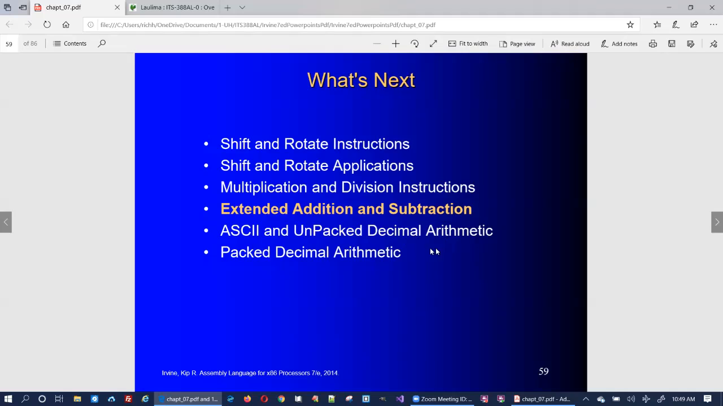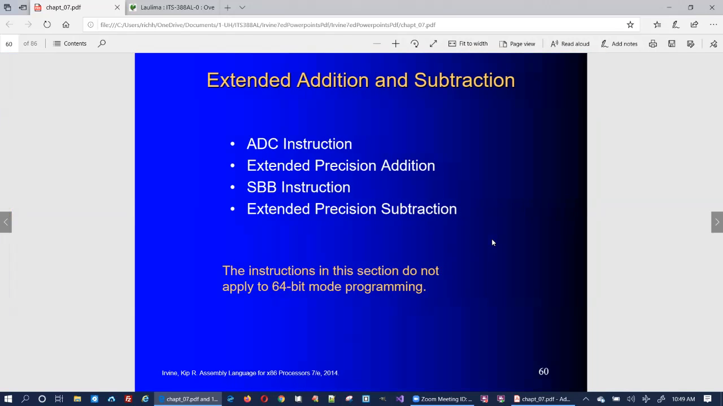ASCII and unpacked decimal arithmetic is a way of more easily representing the digits of an operand in memory, and same with packed decimal. We'll get to that, but right now it's extended addition and subtraction.